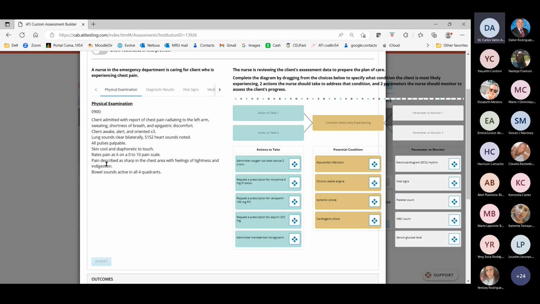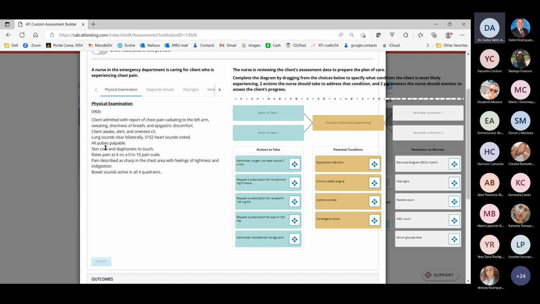A nurse in the emergency department is caring for a client who is experiencing chest pain. This is chest pain. They don't say the age of the client or the gender. And then I have physical examination at 9. Client admitted with report of chest pain radiating to the left arm, sweating, shortness of breath, and epigastric discomfort. It sounds like an ischemic heart disease, no? Sounds like angina, no? Pain of the heart, no? Client awake, alert, and oriented times 3. Lung sounds clear bilaterally. S1, S2 heart sounds noted. All pulses palpable.